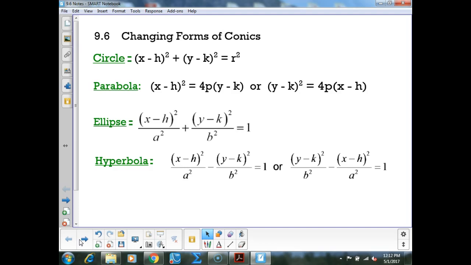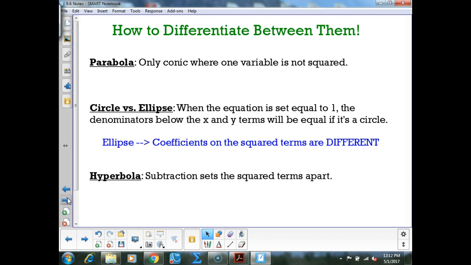So on this particular slide, I have the standard form of all four of our conic sections. That's what they all look like. It is your job this week, and what you will be learning and dealing with this week, to determine from the given information what each particular equation is an equation of. So, how do we differentiate between them?